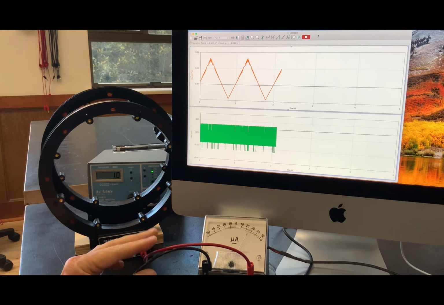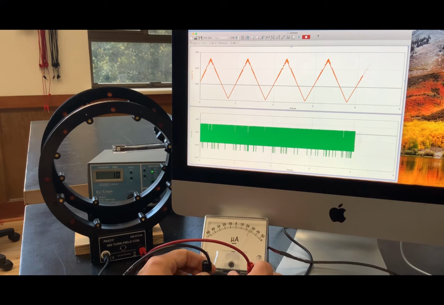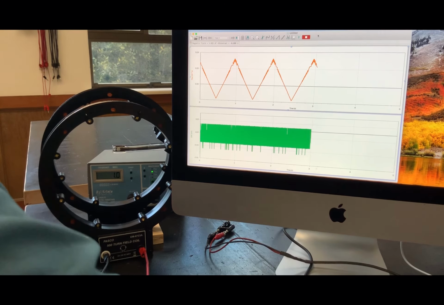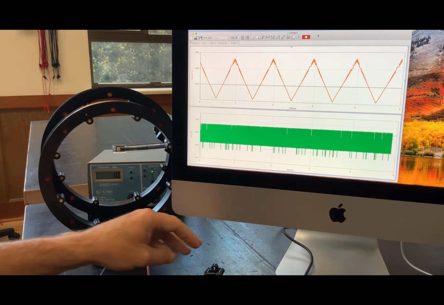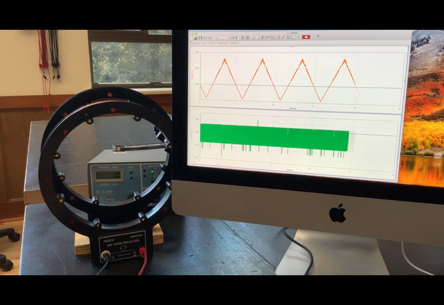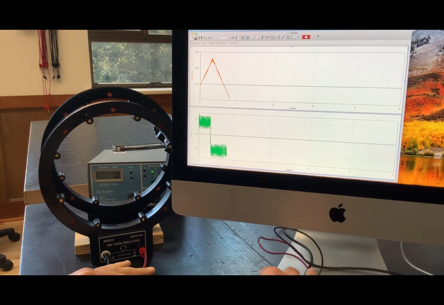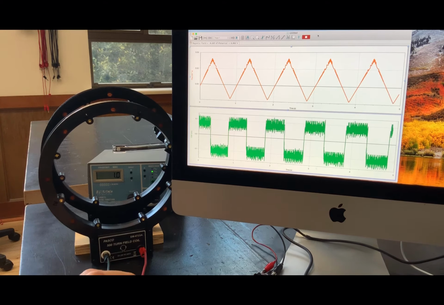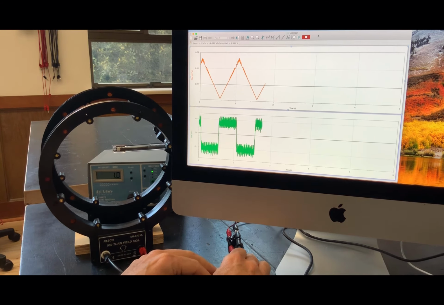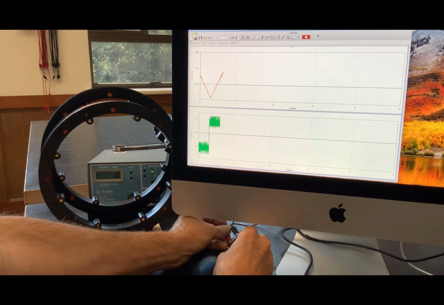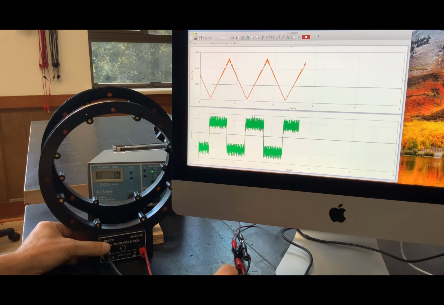All right, so what we'd like is something a little more quantitative. So instead of using this needle, I'm going to hook it up to the computer. And we can measure essentially how hard, what we call the electromotive force produced by this second coil. Okay. Okay, it's a little bit noisy here.